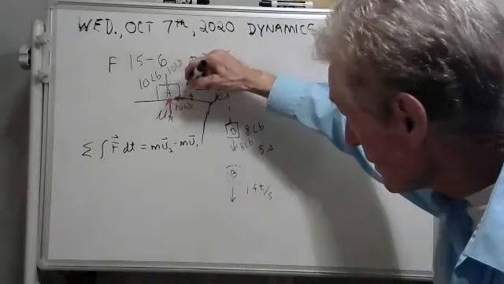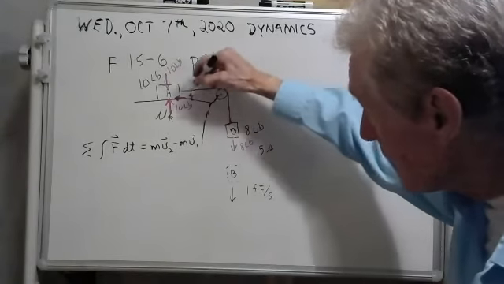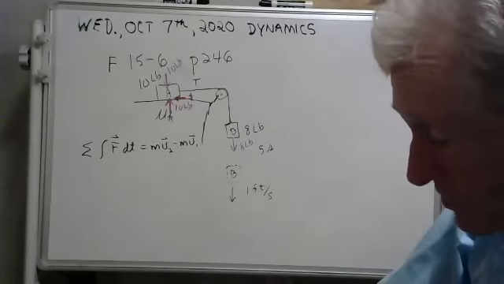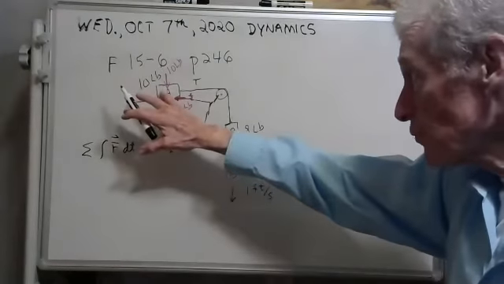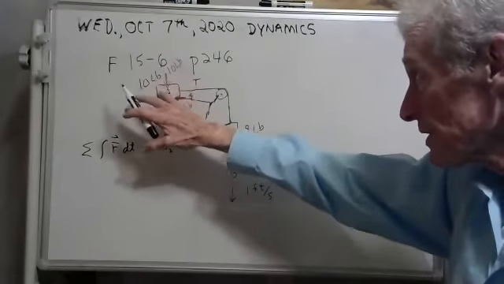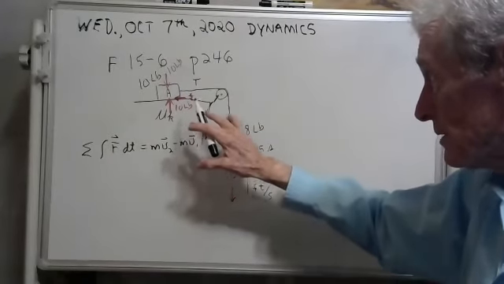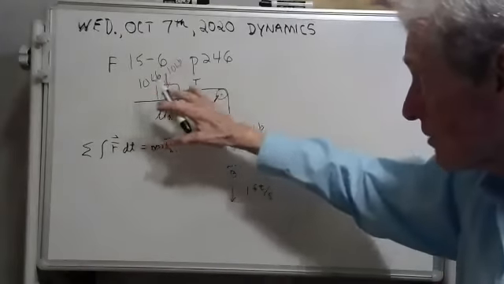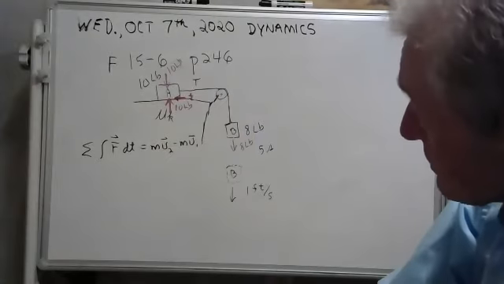I'm going to consider my system to be the two blocks and the cable. And so I don't need to consider internal forces like the tension in the cable. If you just considered the one block, that tension's external to it. Or if you just considered this 8-pound block, the tension there is external to it. But if you're considering the whole system of the two blocks, I don't think you have to consider the tension.